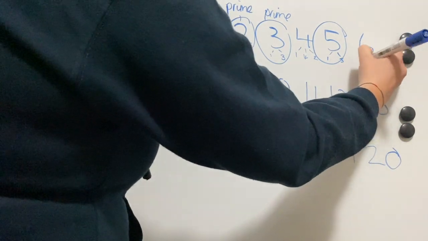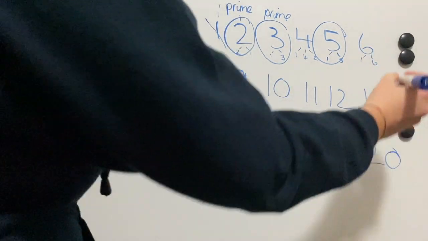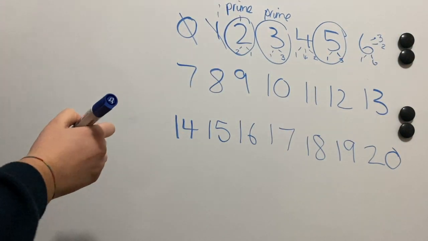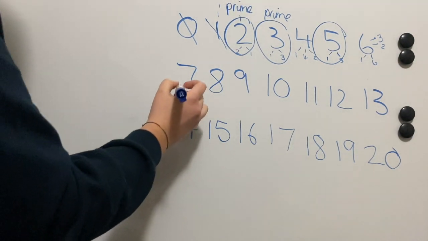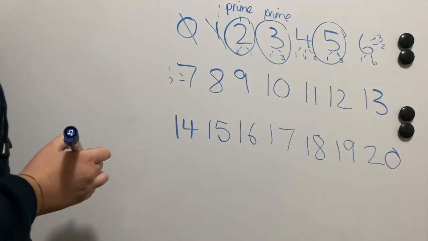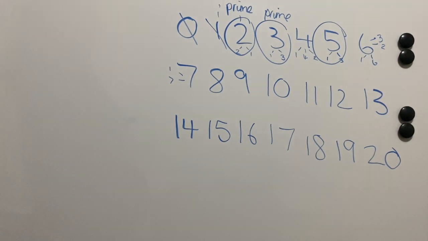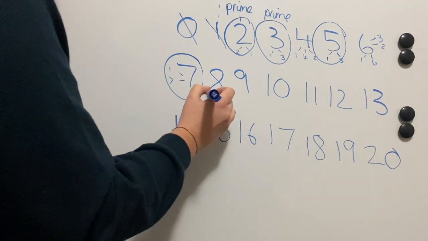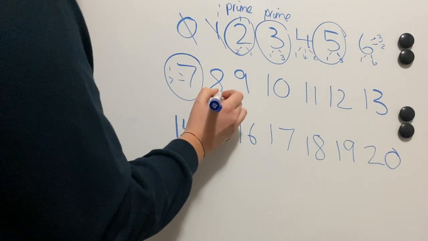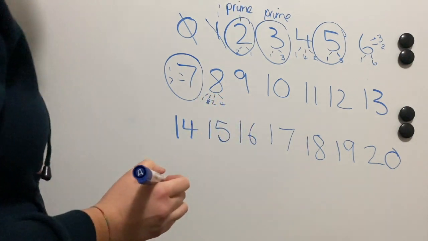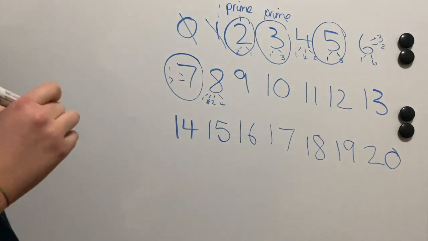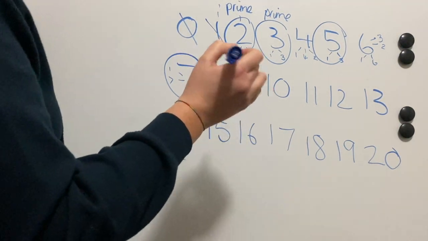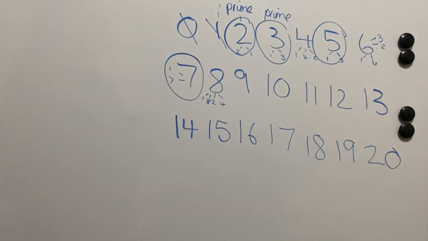6 has 2 factors, as all numbers do, 1 and itself, but it also has 2 more factors, 3 and 2, making it a composite number. 7 has 2 factors, 1 and itself, and there are no other numbers that I can times together to make 7, making it also a prime number. 8 has 1 and itself, and I can also times together 2 and 4 to make 8, which means that it's a composite number.